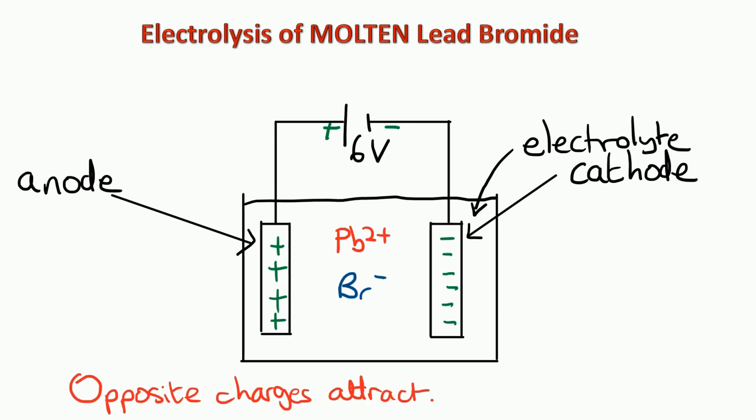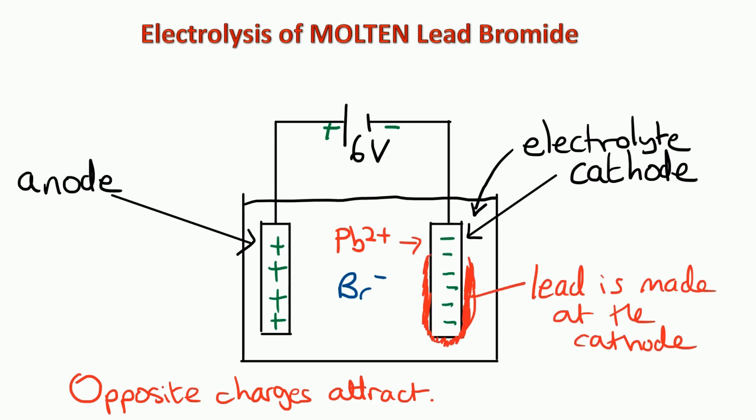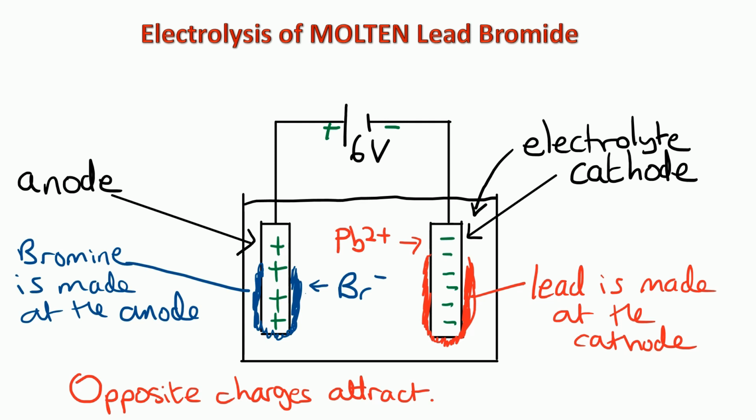That means the lead is going to go towards the negative cathode because the lead ions are positive, so at the cathode you would find lead being made. The bromide ions are negative, so they're going to be attracted towards the positive anode, so at the anode, bromine is made.